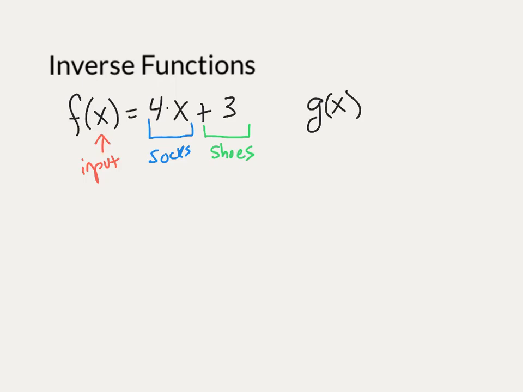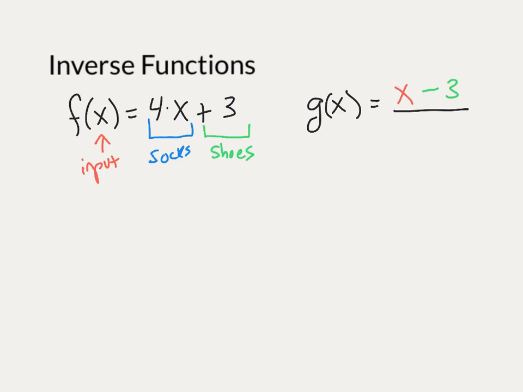So let's create a new function called g of x, and let's think about this process of taking off my shoes and then taking off my socks. The first thing we do is we have an input, sort of our foot here, and I'm going to remove my shoes. If adding 3 was putting on our shoes, then subtracting 3 is removing my shoes. So the first thing I'm going to do is take off my shoes, and after that, I want to take off my socks.